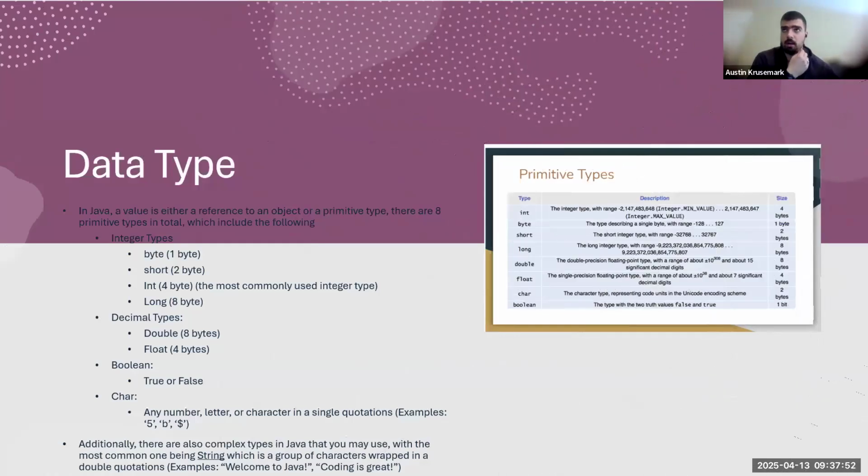And there's also a complex type that I will be using throughout the session. So the first, then we have a character, which is any number, letter, or character that you can put inside of a single quotation. And I put some examples here, but I'll show some examples in a minute with the code in my code. So I got some examples.